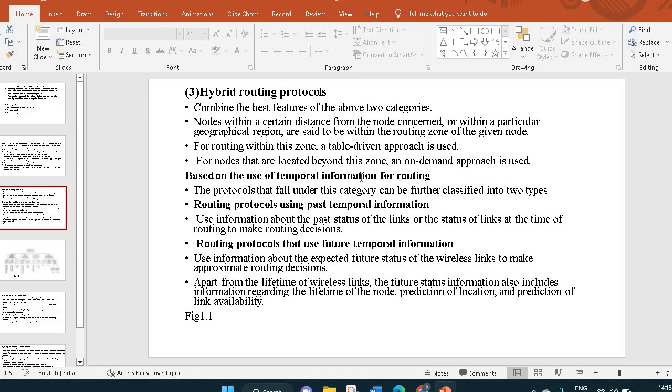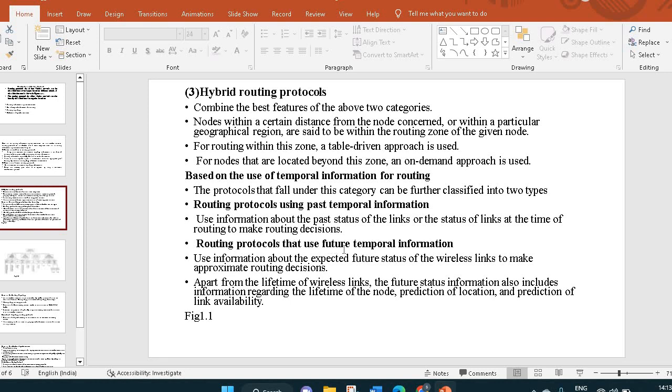Based on the use of temporal information for routing, the protocols that fall under this category can be further classified into two types. One is routing protocols using past temporal information. Another one is routing protocols that use future temporal information. Using past temporal information, they use information about the past status of the links or the status of links at the time of routing to make routing decisions.